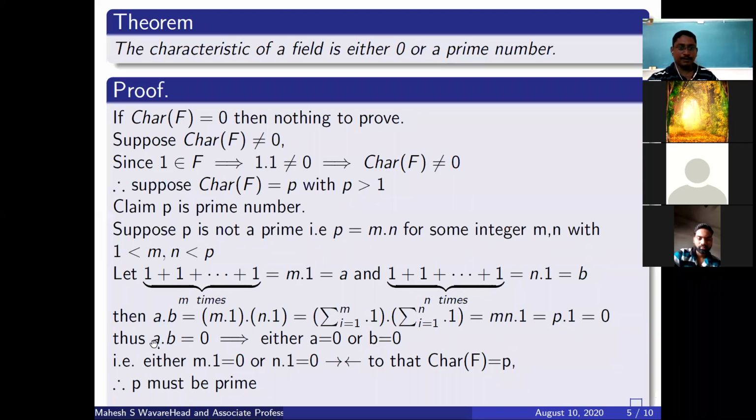In the field, product 0 means either A is 0 or B is 0. A being 0 means m into 1 is 0 or n into 1 is 0. So here we get a contradiction to the characteristic of the field being P. Whatever we assumed, it is not possible. We assumed that P is a composite number, so it is not possible, which means P has to be a prime number. Got it? Do you find any difficulty in this result? So we can conclude that the characteristic of a field is either 0 or prime.